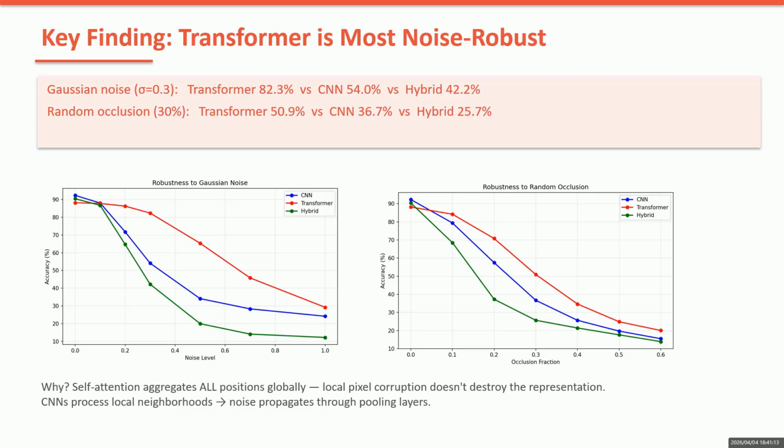One unexpected result is that the hybrid actually does worse under noise. The CNN front end seems to amplify the noise before the transformer even gets to see the tokens.